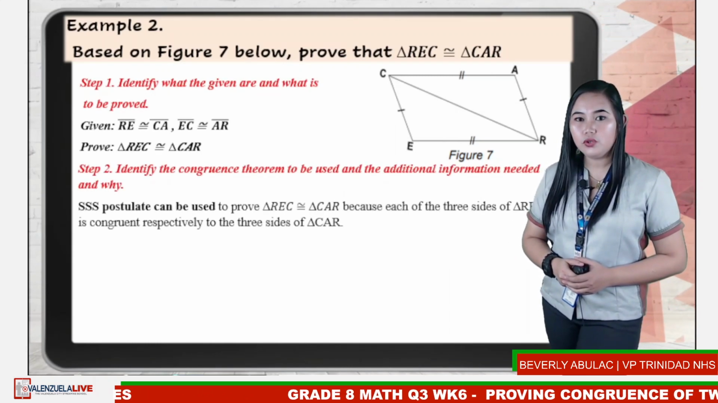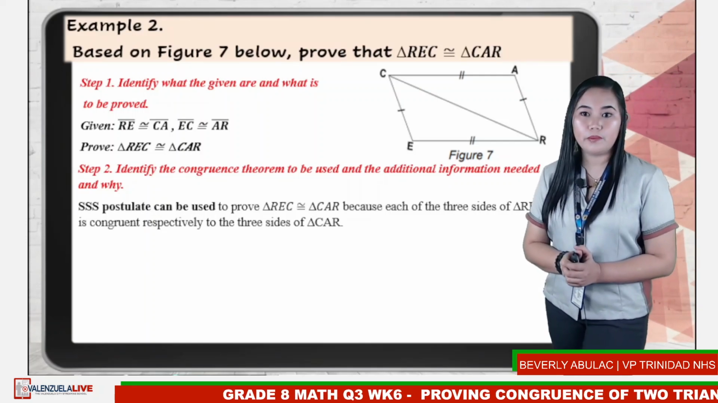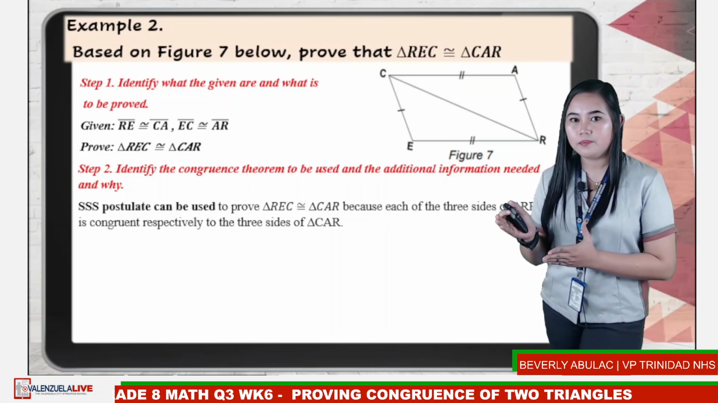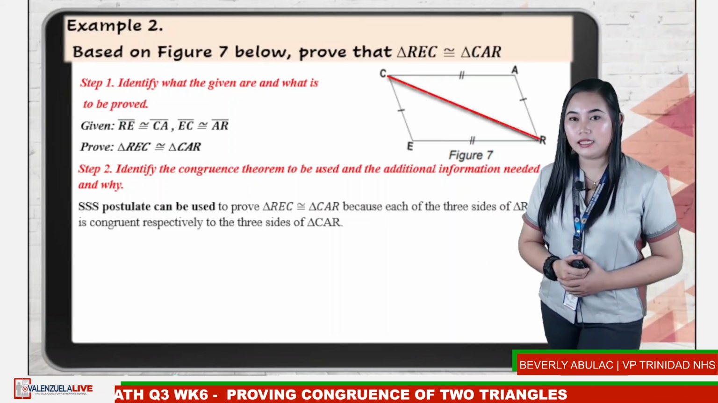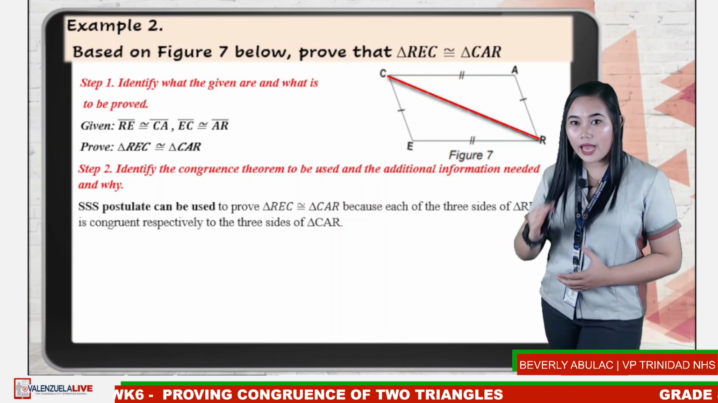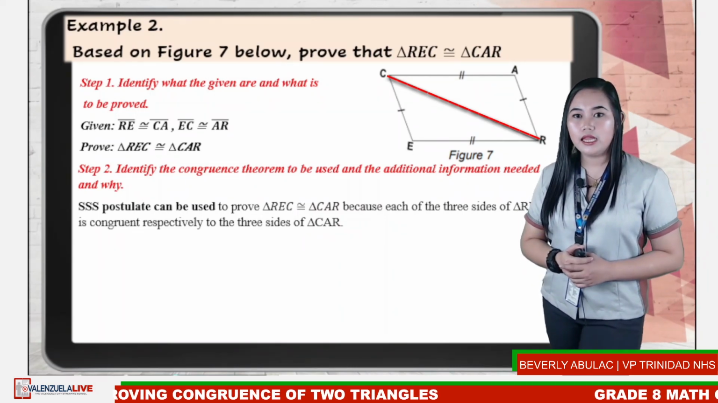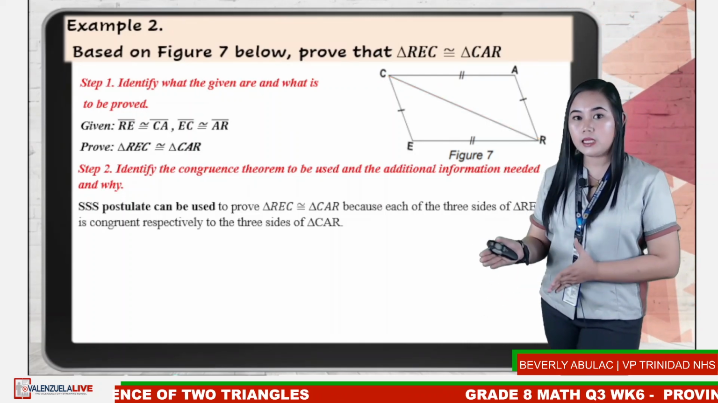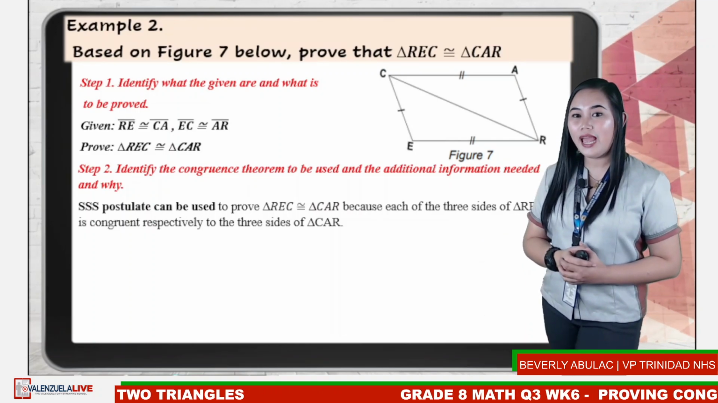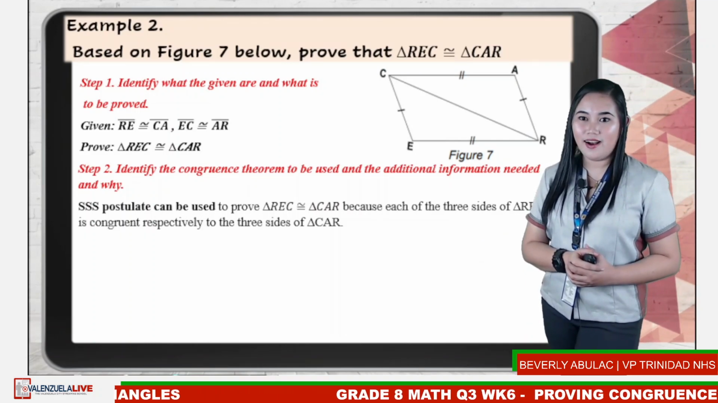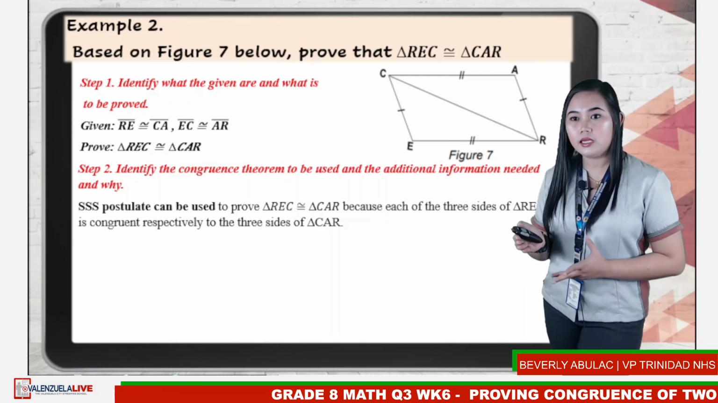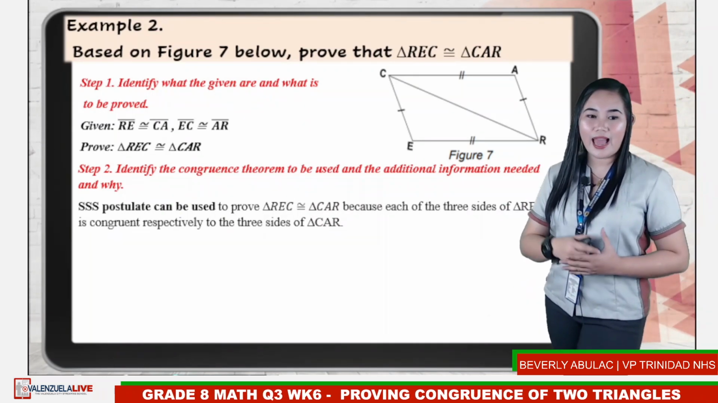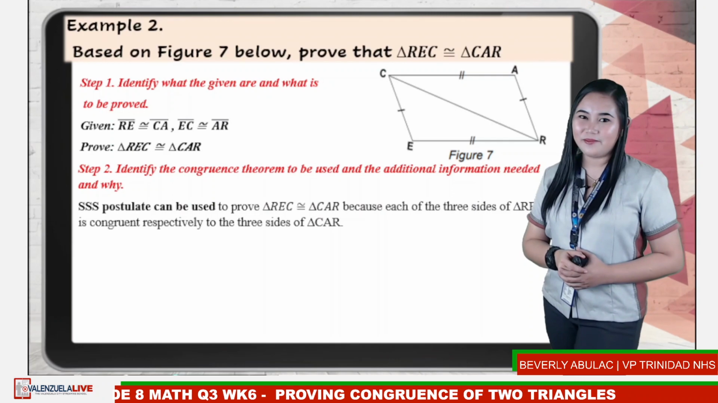For step 2, identify the congruence theorem to be used and the additional information needed and why. As you can see on figure 7, segment CR is the common side of triangle REC and triangle CAR. So by the reflexive property, the SSS postulate can be used to prove triangle REC is congruent to triangle CAR, because each of the three sides of triangle REC is congruent respectively to the three sides of triangle CAR.